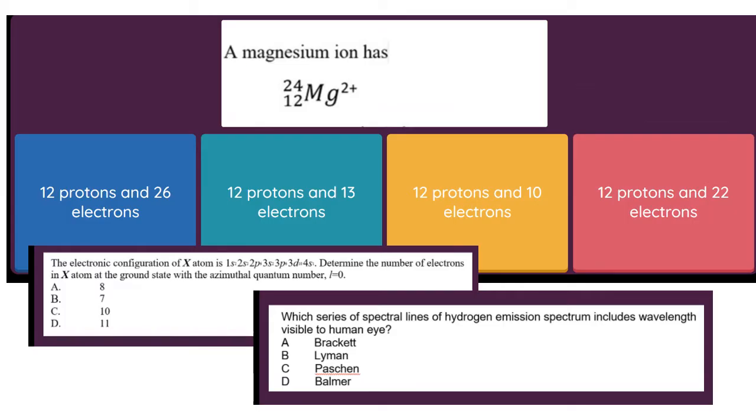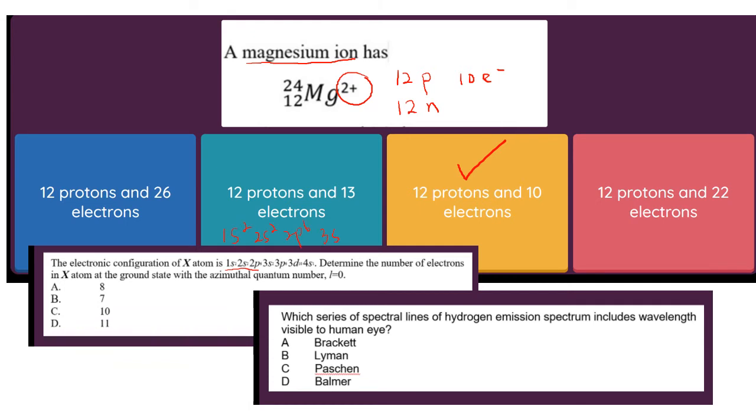Okay, now look at the magnesium ion. Based on the isotope notation here, we know that the magnesium ion contains 12 protons, 12 neutrons, and 10 electrons. Because it is positively charged, the number of protons has to be more than electrons. So based on the conclusion here, the option in yellow color is the correct answer, 12 protons and 10 electrons.